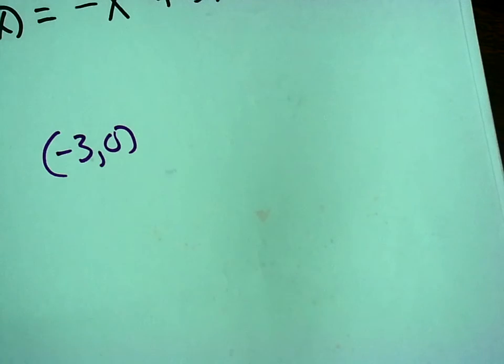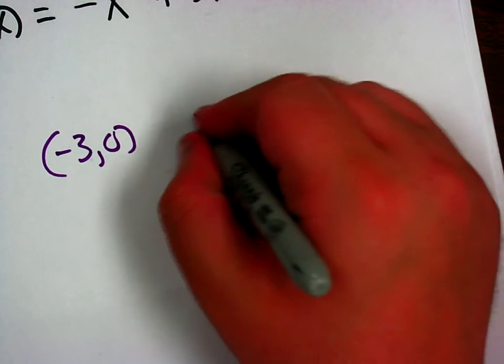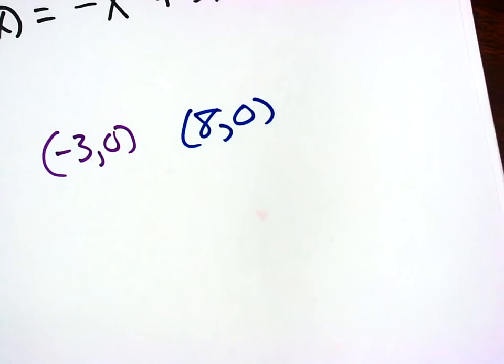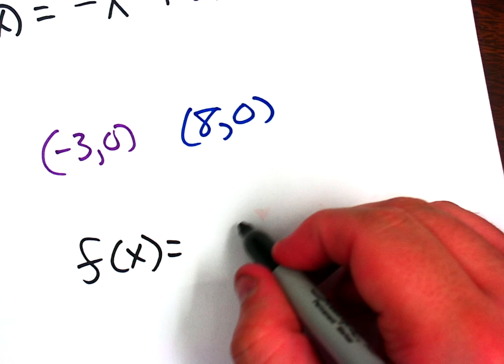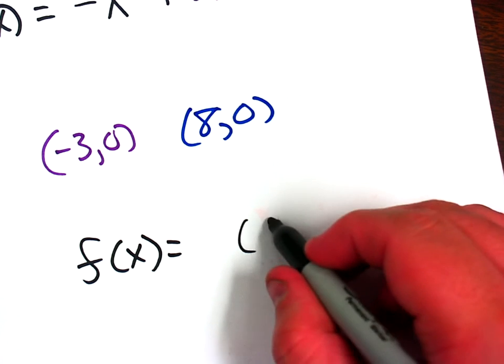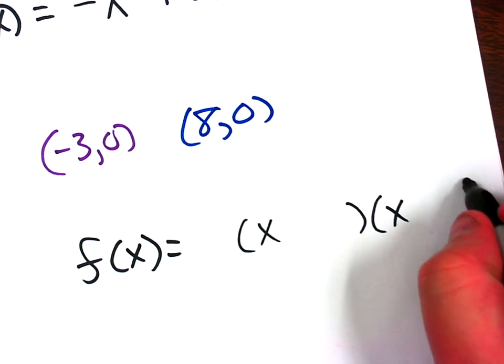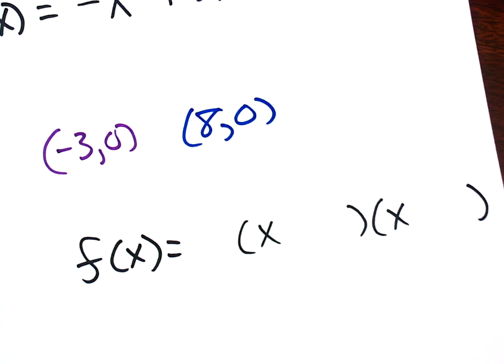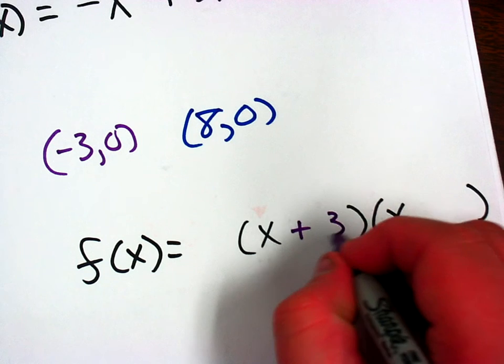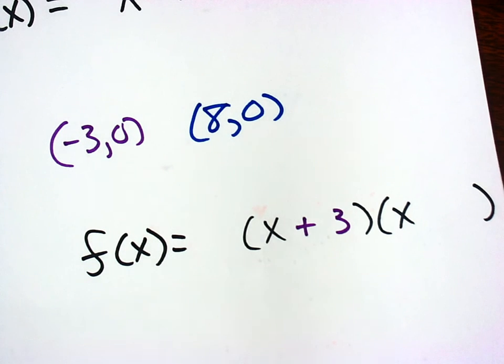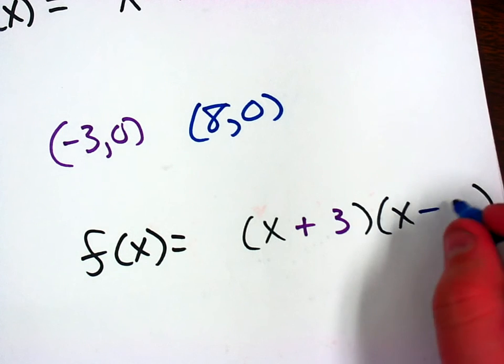My zeros are -3, 0 and 8, 0. So I'm going to write the factored form. Leave some room for a here. Now, when I bring down these numbers, I'm going to change the sign. So I have a -3 here, which means this is going to be a +3. I have a +8 here, which means this is going to become a -8.